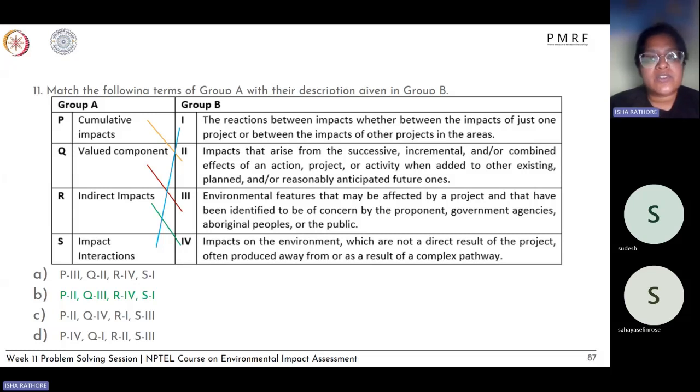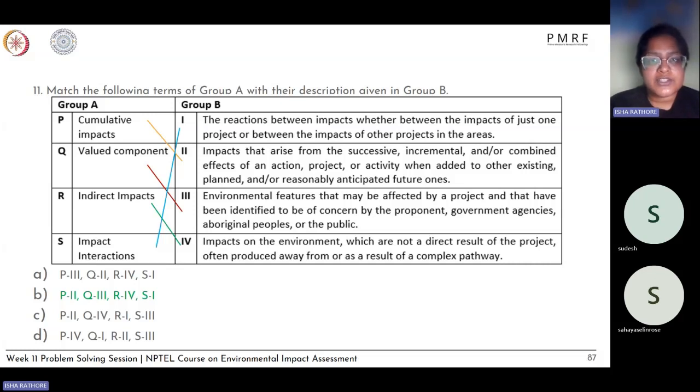Then valued components are environmental features that may be affected by a project and that have been identified to be of concern by the proponent, government agencies, Aboriginal people, or the public. So Q matches with 3. Then indirect impacts are impacts on the environment which are not a direct result of the project. They are often produced away from or as a result of a complex pathway. So R matches with 4.